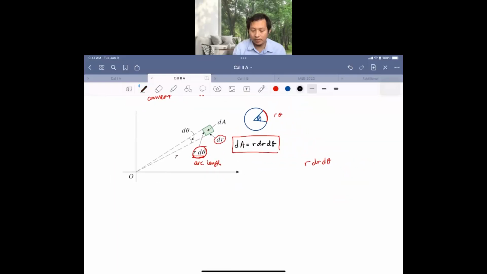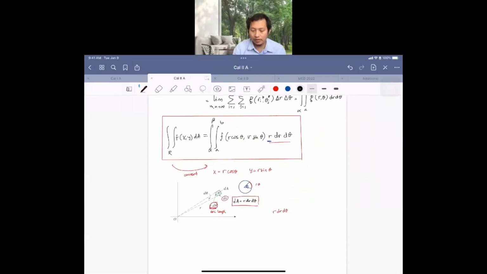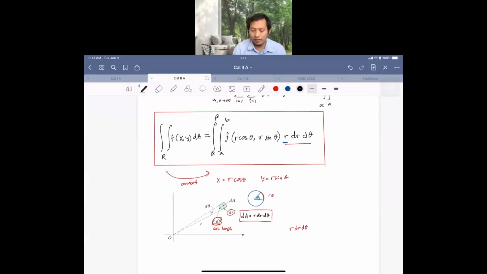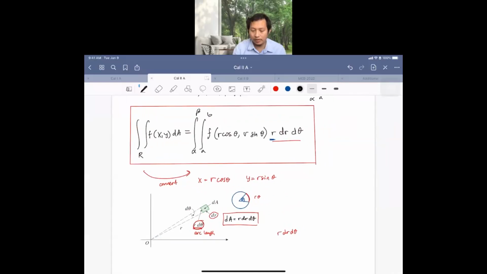Okay, let me give you some examples. So this is the important part, the one that I'm making a box around. That's the one that I think is important.